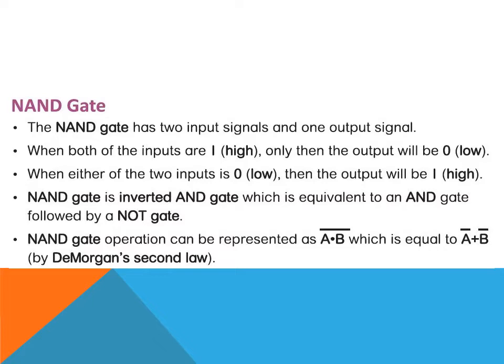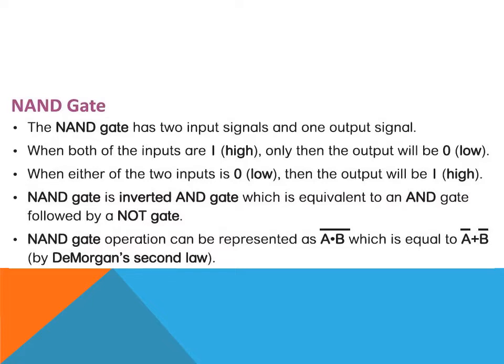The NAND gate is an inverted AND gate. That is why it is written as NAND: N is NOT and AND. So when you make an AND gate and invert it, that means make it NOT, that means reverse it, it will form a NAND gate, which is equivalent to an AND gate followed by a NOT gate. NAND gate operation can be represented as A dot B whole bar.